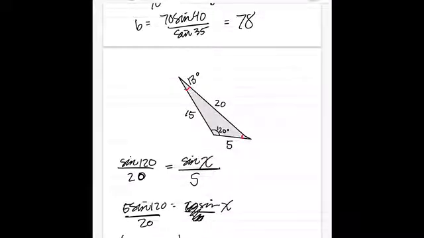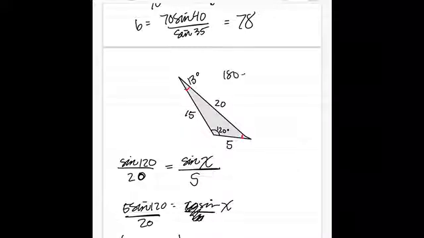Now, remember we talked about how 180 minus two angles will always equal the third. It's okay that we do that. So we're going to do 180 minus 120 minus 13, and that's 47. That angle here is 47 degrees.